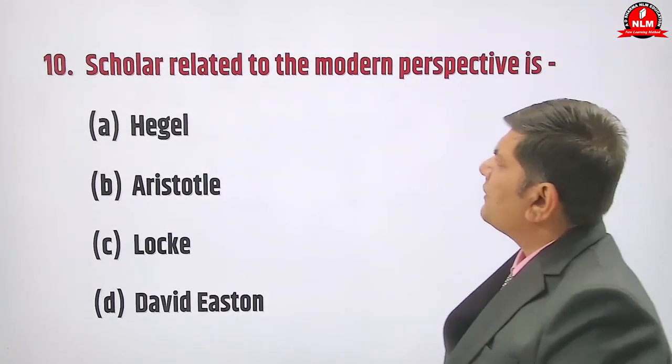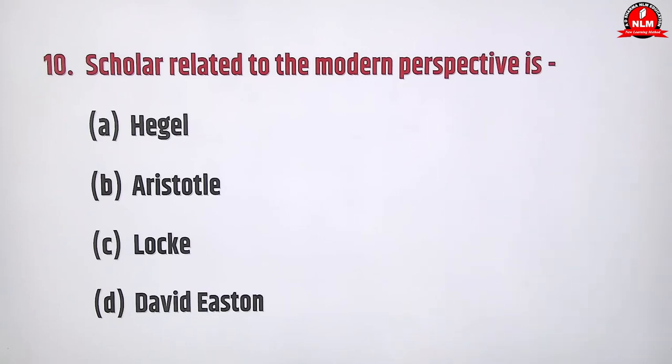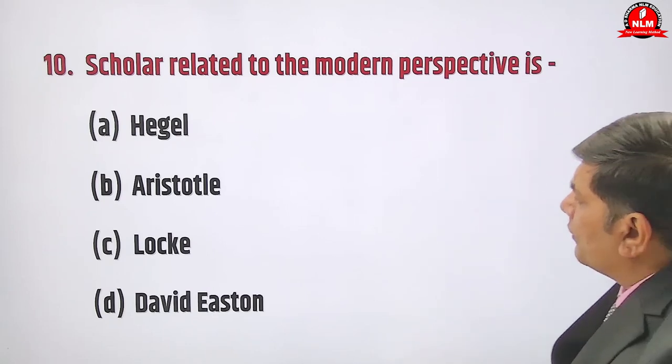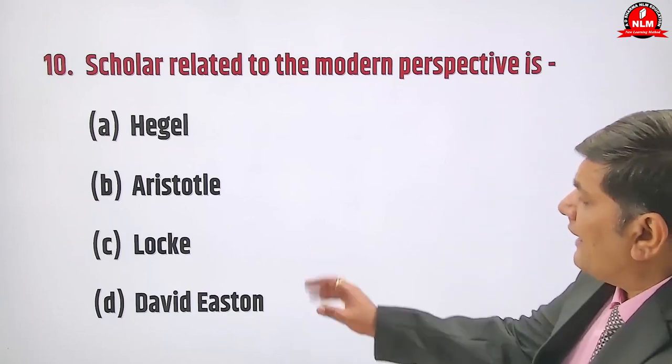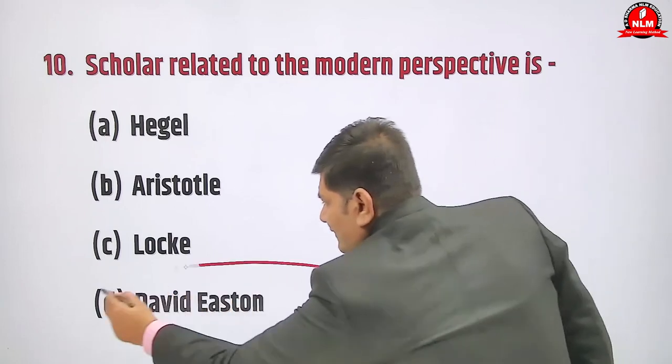Now we discuss question number 10. A scholar related to the modern perspective is Hegel, Aristotle, Locke, David Stern. So choose the right answer. The right answer is David Stern.